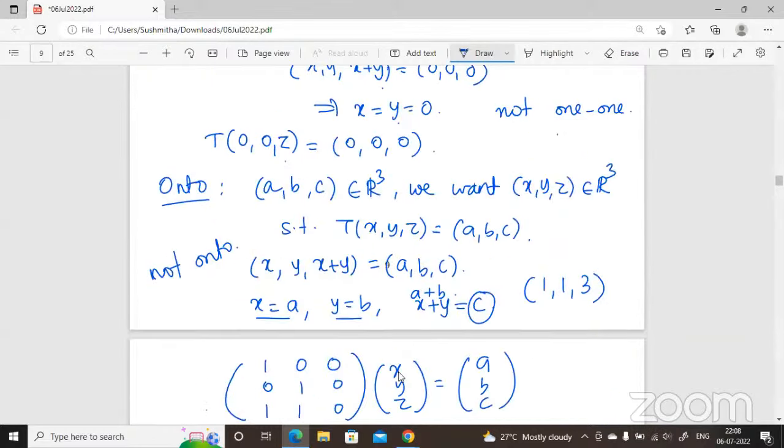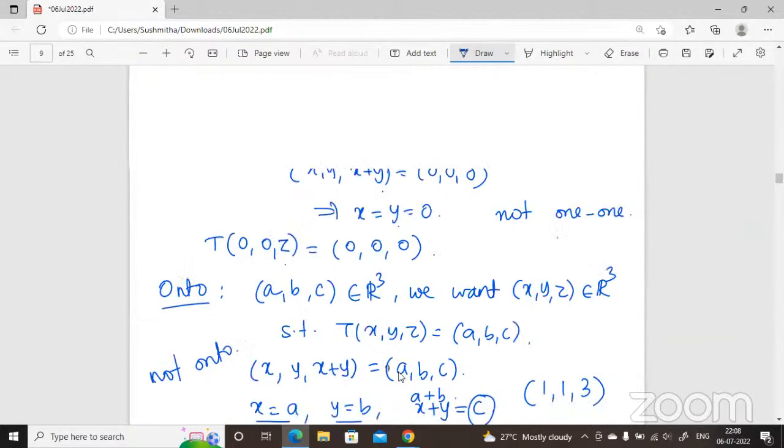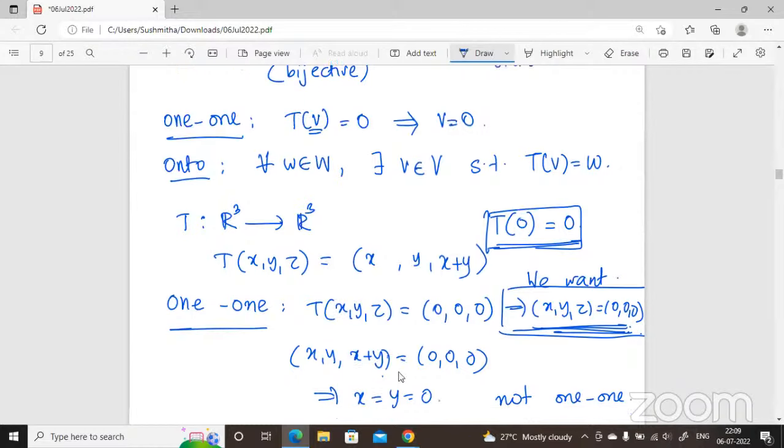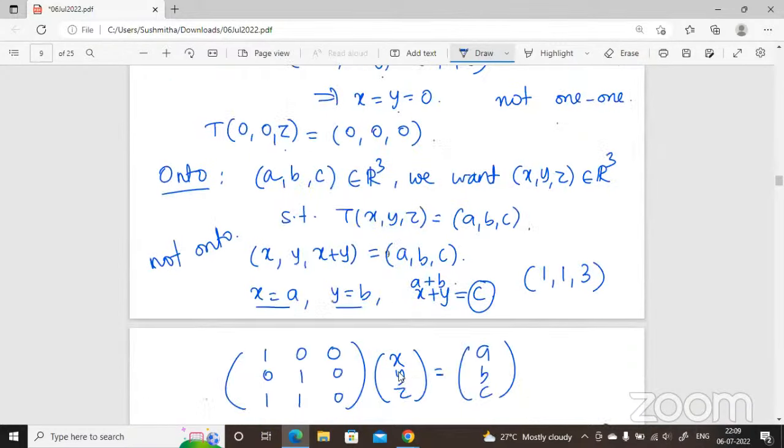Okay. For onto, what do we want to prove? For every vector in the codomain, we want to find a vector in the domain that satisfies this. That is, we want to find a pre-image for every vector in the codomain. So for every vector in R3, the codomain, we want to find a vector in the domain such that this is satisfied.